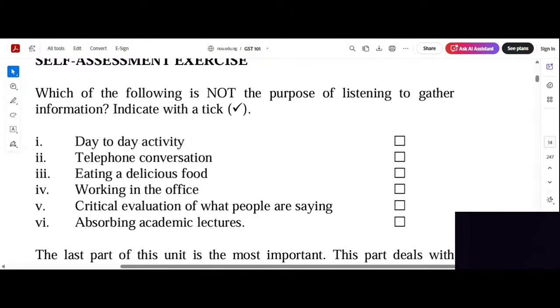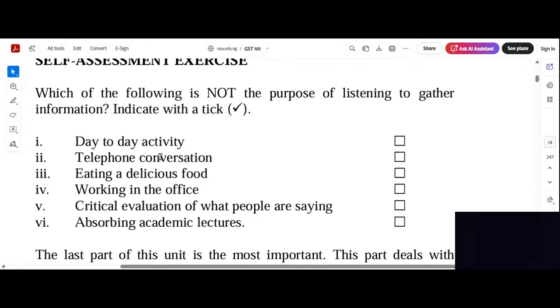we said we have two types of listening: listening in general or social settings, and listening for specific purposes. Our concern in this course is listening for specific purposes, because it is the type of listening that deals with gathering information about some subject matters, listening to lectures, seminars, and the rest of them. So the question here is, which of the following is not the purpose of listening to gather information, which means it's not listening for specific purposes.